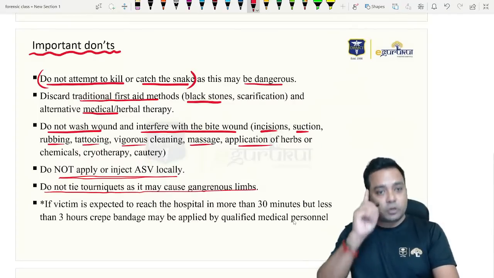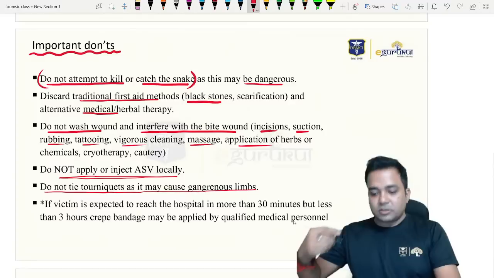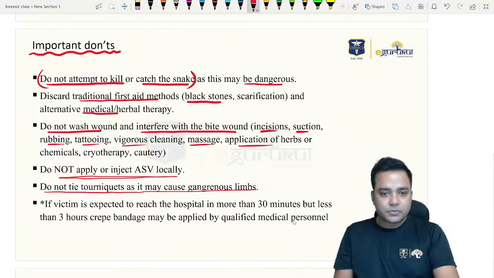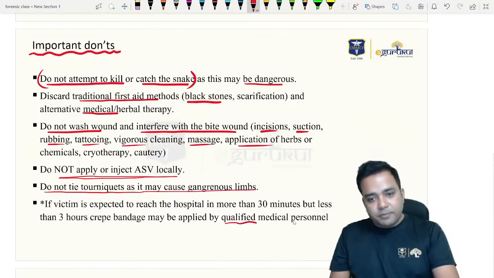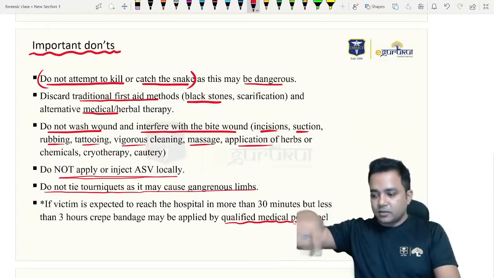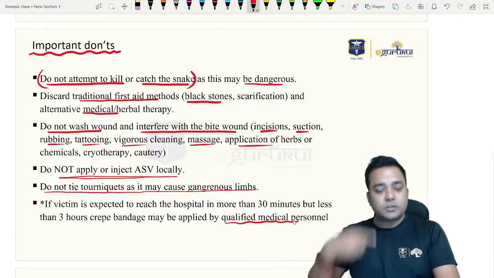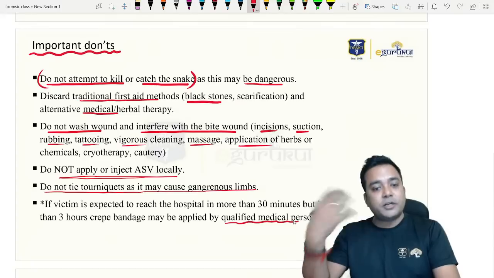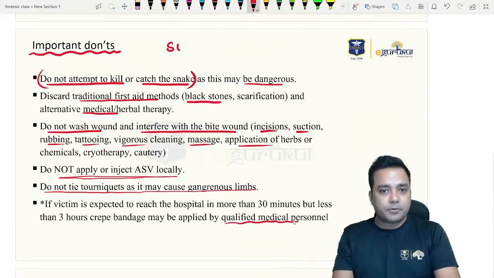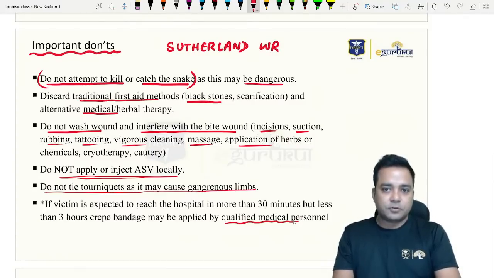But yes, in hospital settings, suppose the person has reached well within time, or if there is a qualified medical personnel available near the house of the victim, now what you can do is you can use a pressure monitored wrap called Sutherland wrap. These wraps are utilized at a pressure of about 55 millimeter of mercury.